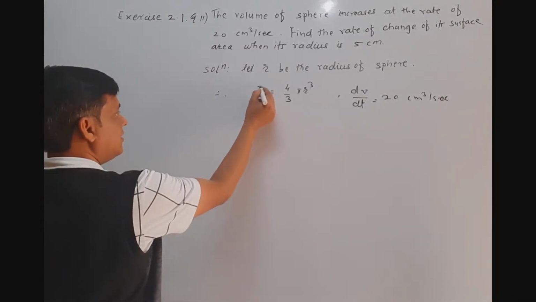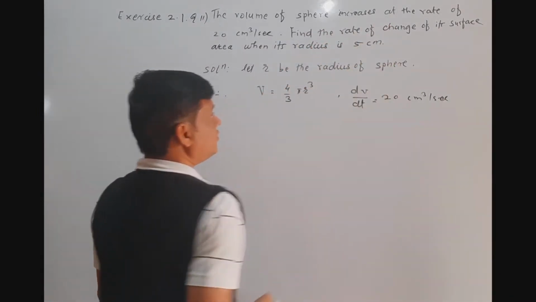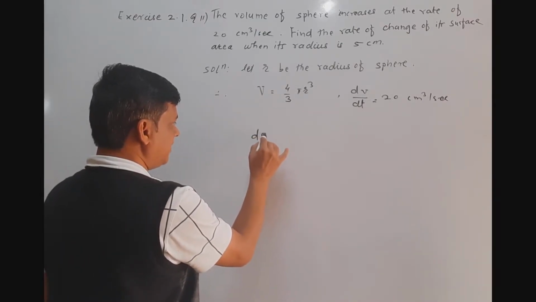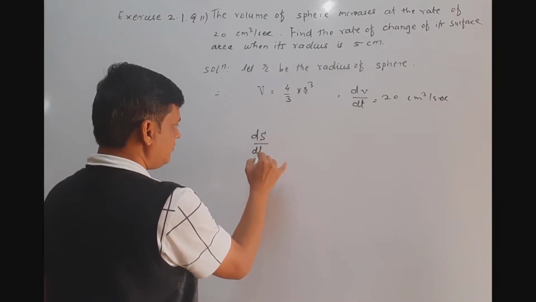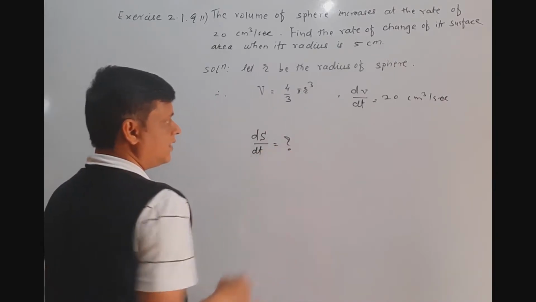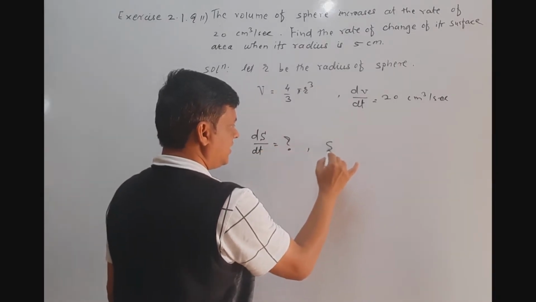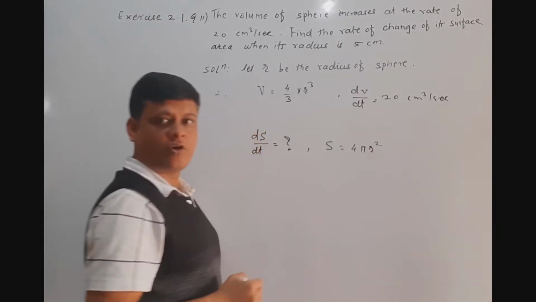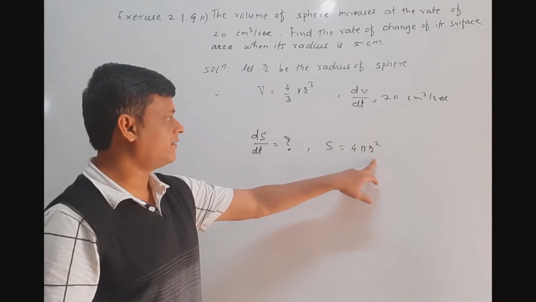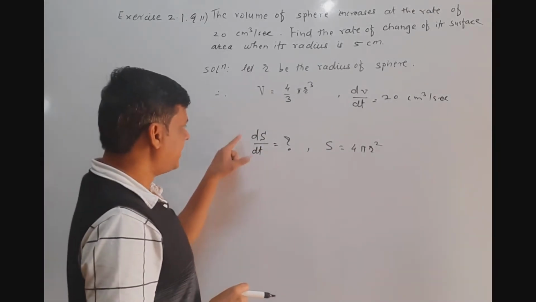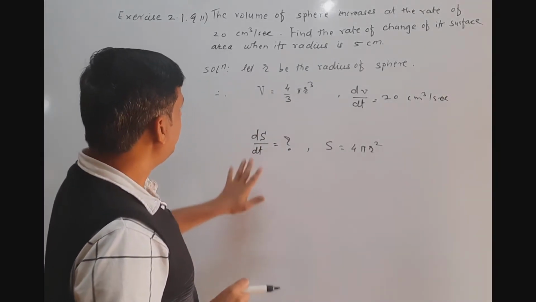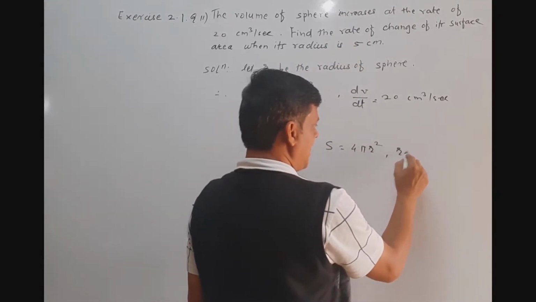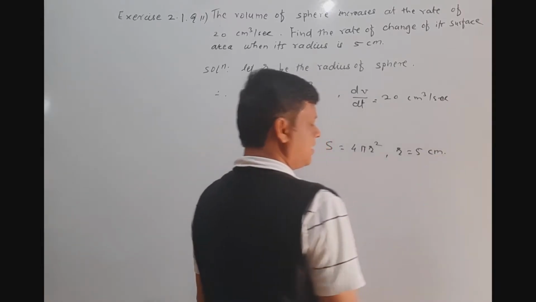Then next, find the rate of change of its surface area. That means we have to find dS by dt, and we know that S is equal to 4 pi r square is the surface area of the sphere if the radius is r. So here we have to find dS by dt when the radius is 5 centimeter. That means again r is equal to 5 centimeter is given.